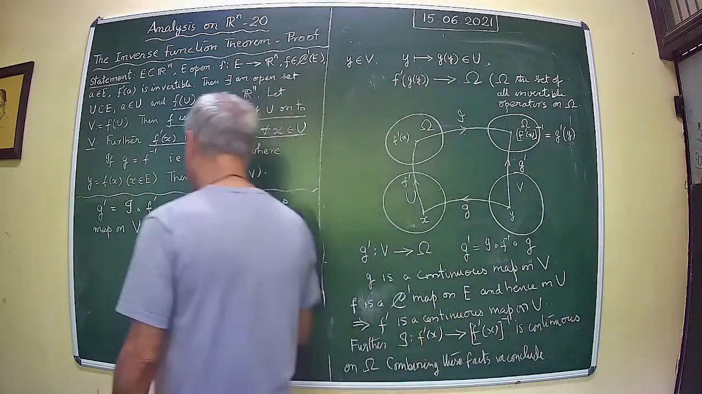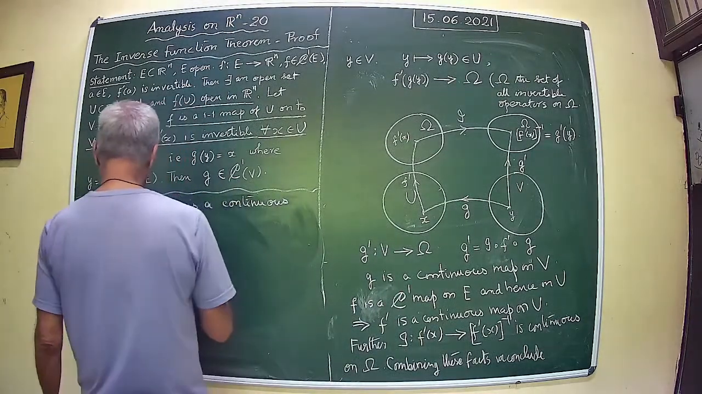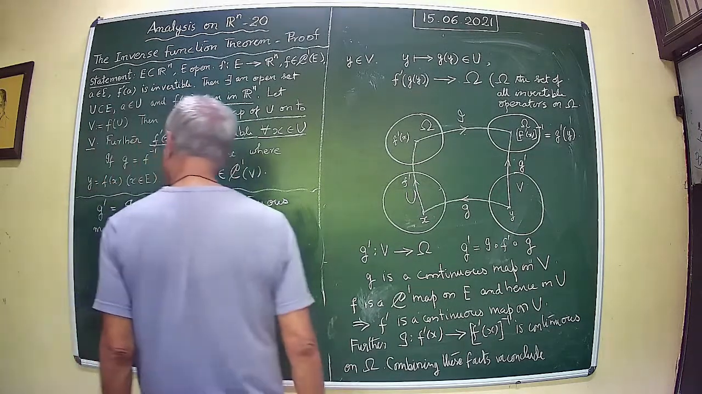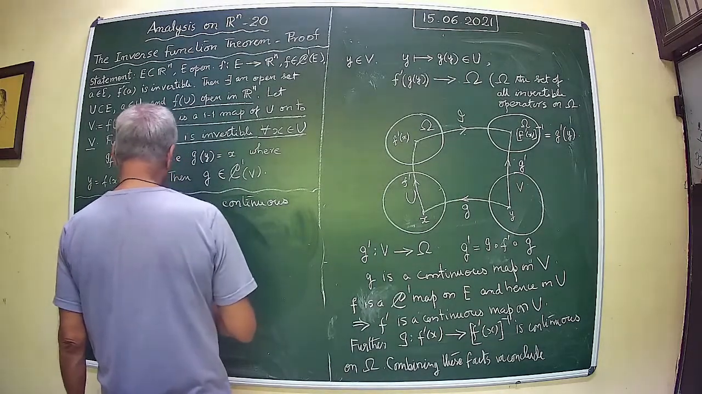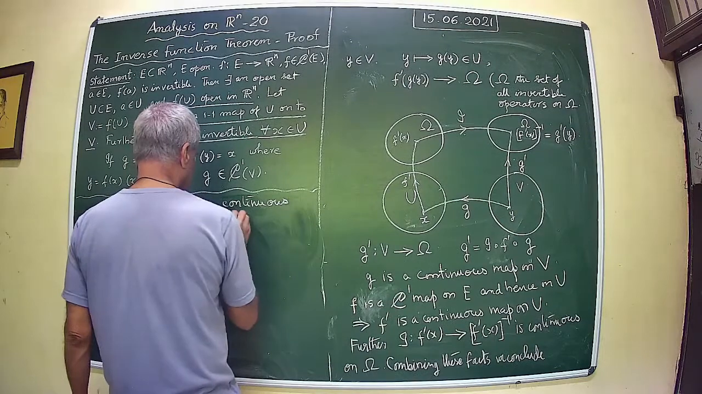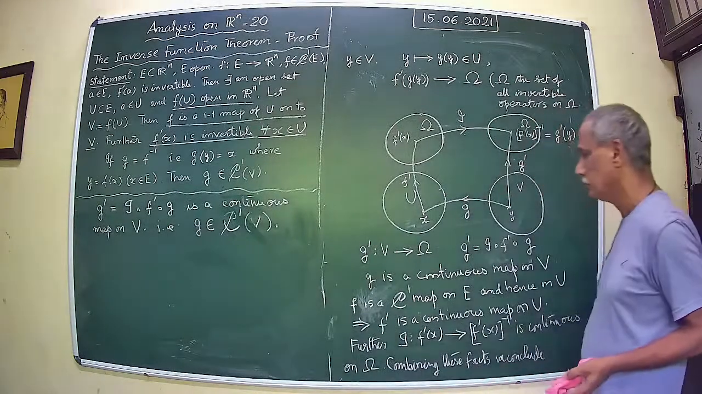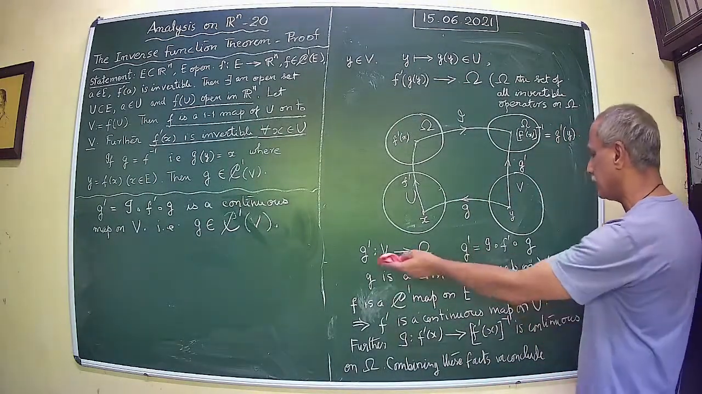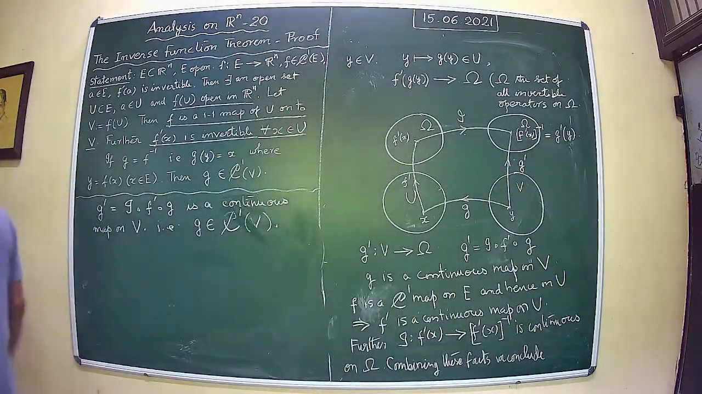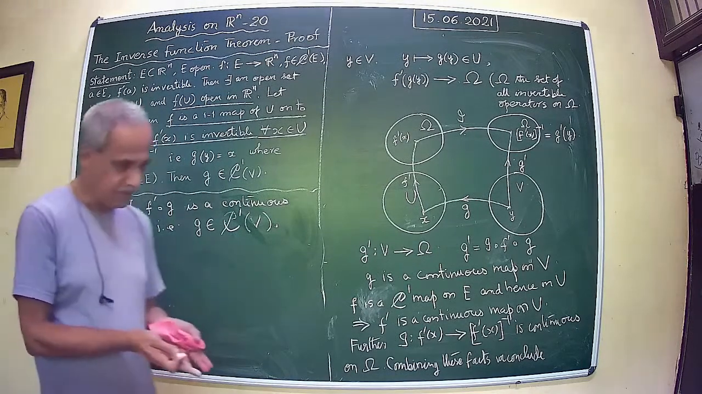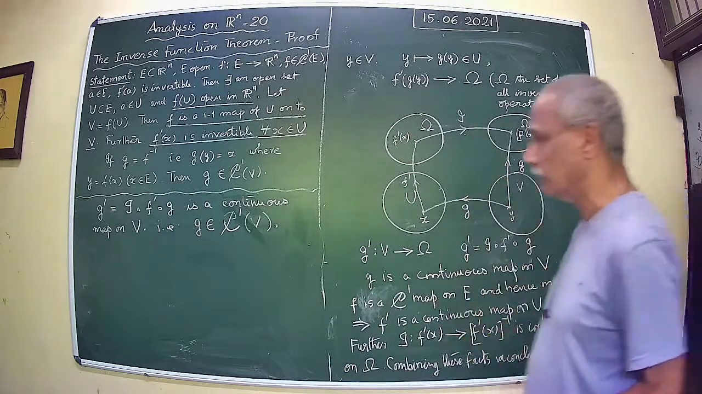Here of course we have verified that it is just this property at a point y. Since the choice of y is arbitrary, we conclude that the whole thing is valid on the entire V, and from there we come to this conclusion. So this completes the proof of the theorem.